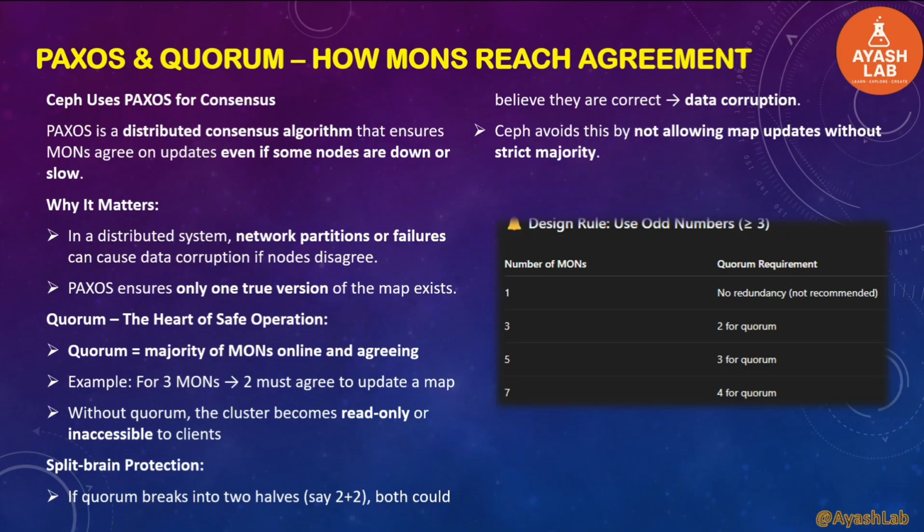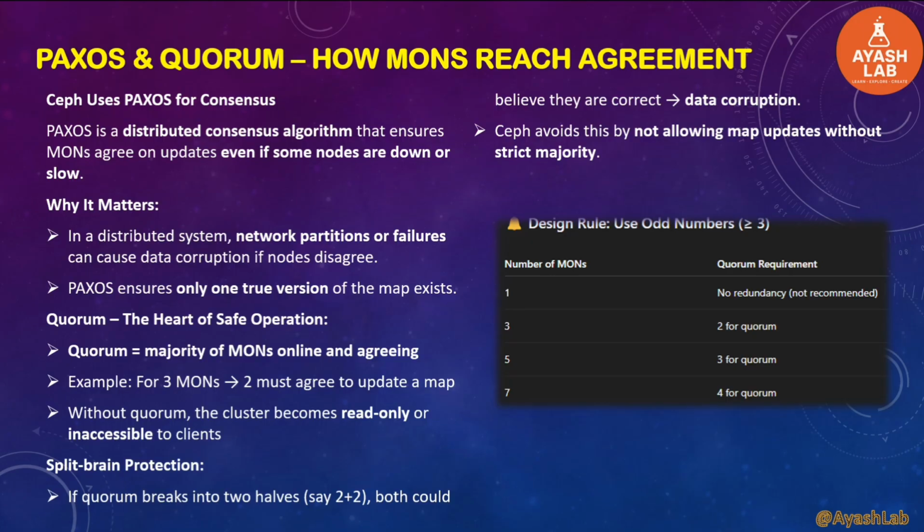Okay, so for your knowledge, you can see why PAXOS is necessary and why it matters. PAXOS ensures that only one true version of the map exists. Only one true version.